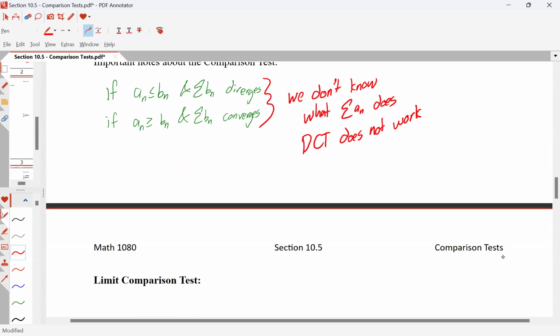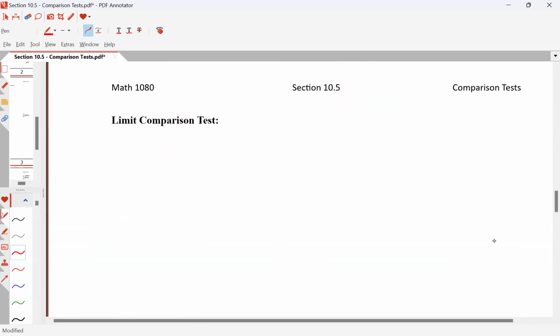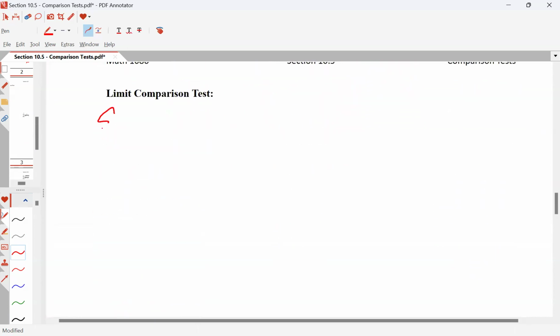So the limit comparison test starts out the same as the direct comparison test. It says, suppose I have a series, or two series, an and bn, that have positive terms. This means our first step of our process is the same as it was before, and that is checking that our series has positive terms.